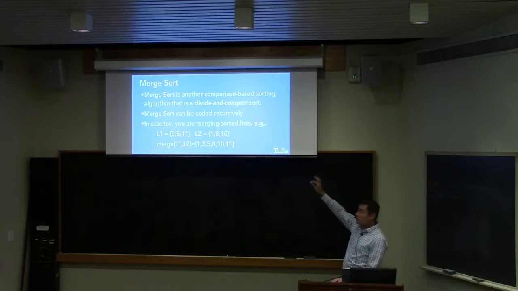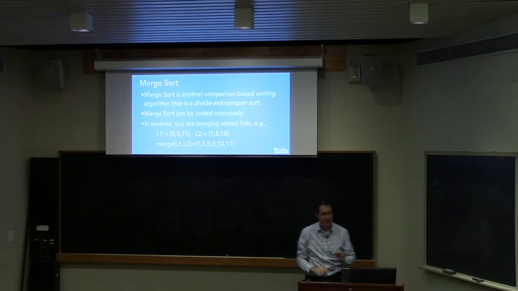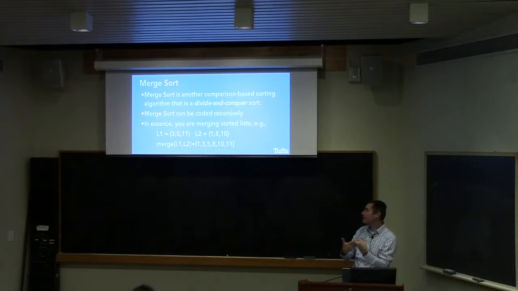Here's what I want you to do. Take a couple minutes, and if we have list 1 being 3, 5, 11, and list 2 being 1, 8, 10, tell me how you're going to come up with the sorted list. Think about the algorithm yourself. Work with a neighbor. How are you going to merge them together? Because it's not that hard to do, and I think you'll be able to figure it out. So take about 3 or 4 minutes to figure that out.